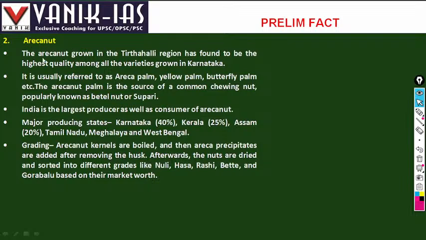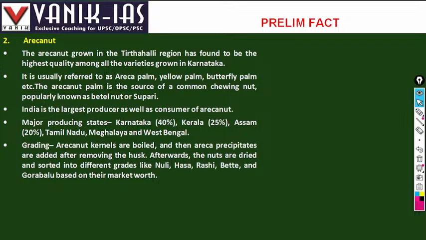Areca nut. The areca nut grown in the Tirthahalli region has been found to be of the highest quality among all the varieties grown in Karnataka. Usually referred to as the areca palm, yellow palm, butterfly palm, the areca nut palm is the source of the common chewing nut, popularly known as betel nut or supari. India is the largest producer as well as consumer of the areca nut. Major producing states: Karnataka, Kerala, Assam, Tamil Nadu, Meghalaya, and West Bengal.